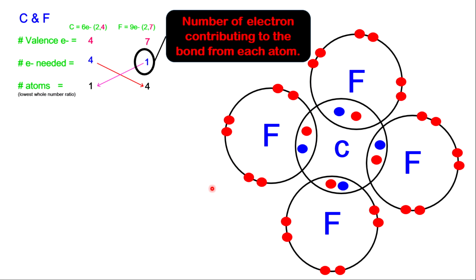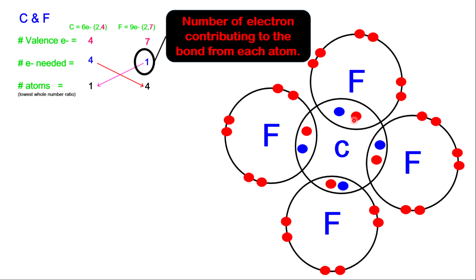Now what you can do is to check to make sure the numbers are correct. Each orbital should have 8 valence electrons. So around carbon is 2, 4, 6, and 8. So carbon is completely satisfied or filled.